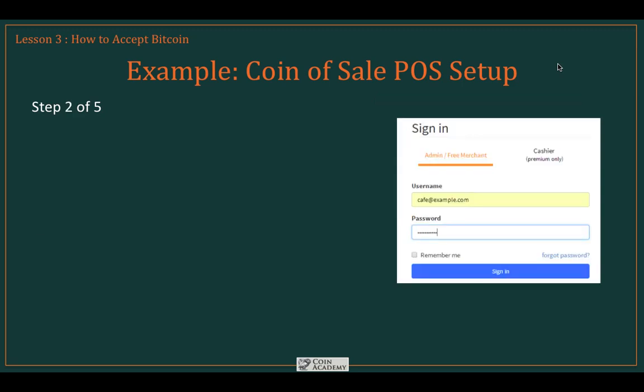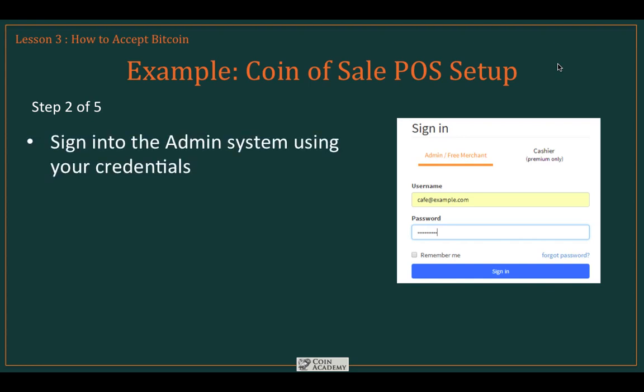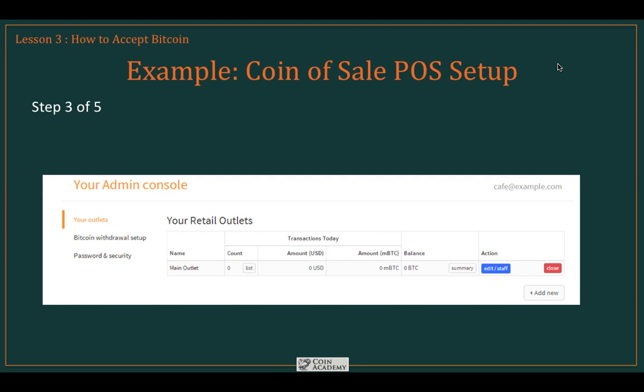So now you go back, log in again, this time log in to the admin system using the credentials that you just created. So enter that username you gave, enter that password, click the sign in button, and kaboom, there you are with your admin console. This, by default, immediately sets up one outlet, which it gives a generic name, main outlet, and you can see, of course, there's no balances at this point in time.